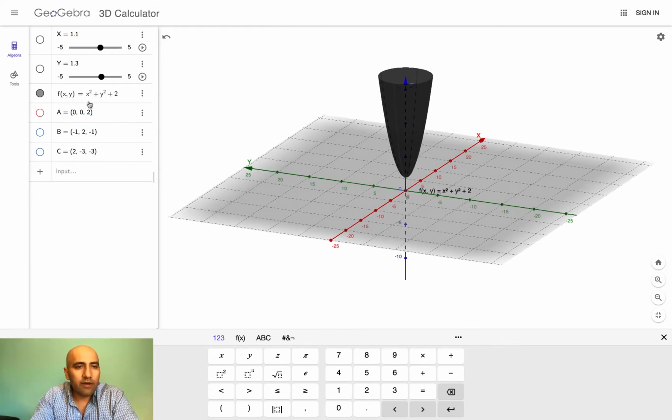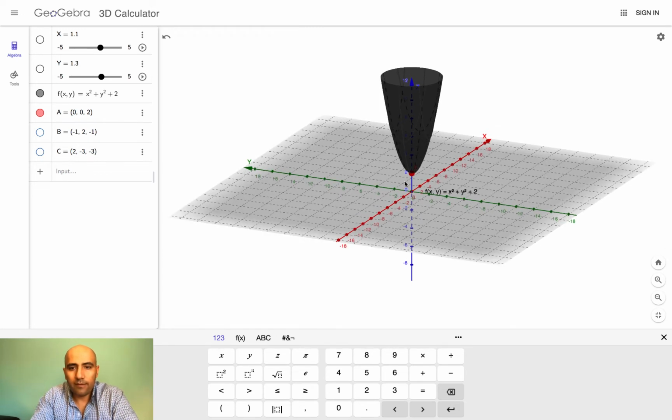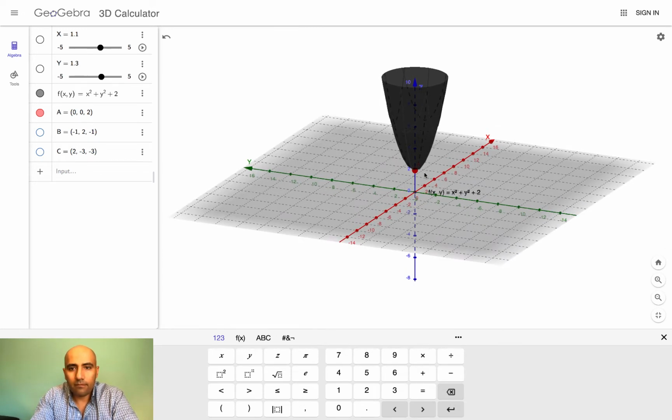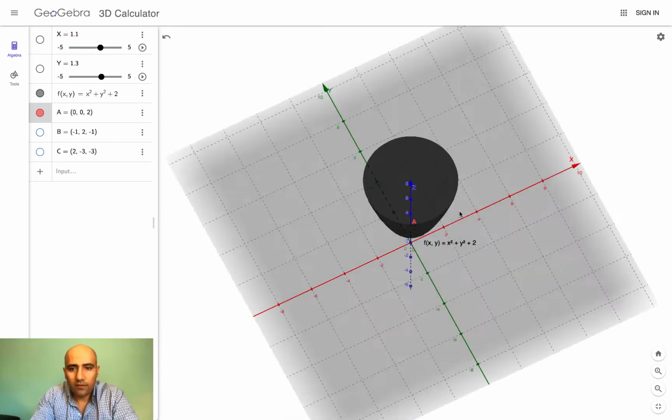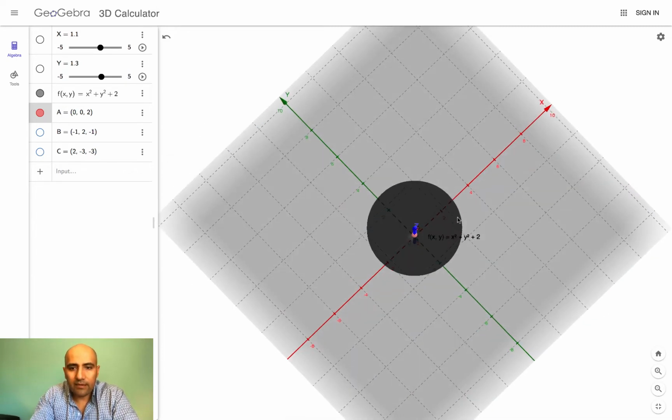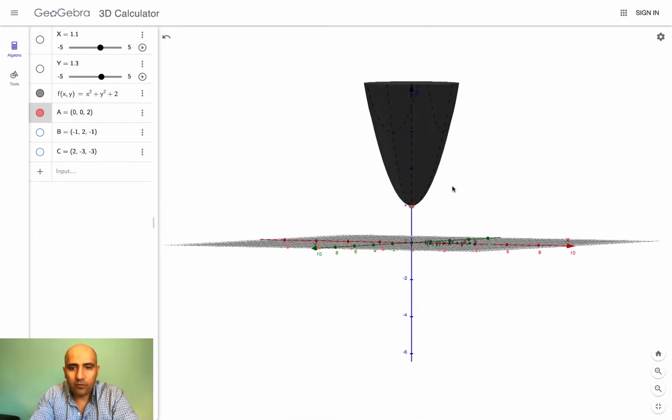So let's think about a couple of easy points. So if x is 0, y is 0, then this would be 2. So 0, 0, 2 is still a point on here. There it is. Right? Let me zoom in a little bit more. There. You see that that point A is sort of the bottom of that little bowl there.